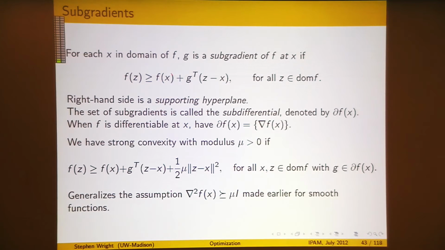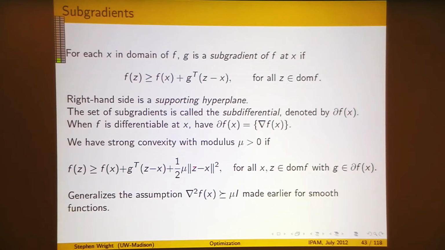Algebraically, it's defined like this. A subgradient is any vector g such that the true function value at z is greater than or equal to the linear approximation based at x with slope g, okay? This means that the plane lies below the graph. So that's how you define a subgradient. And it reduces to the regular gradient when f is differentiable at x.